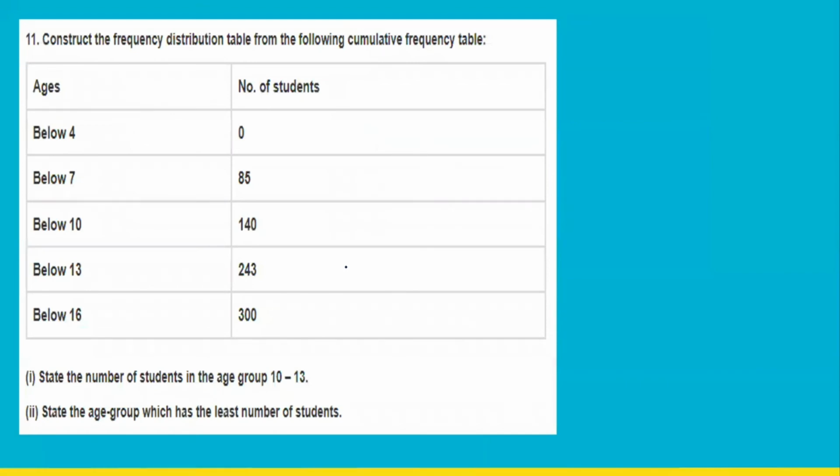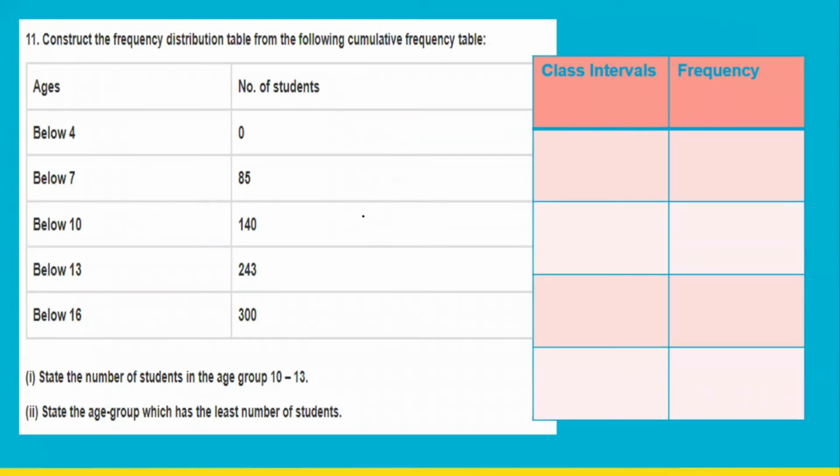One more question again. Here you are given the ages below 4 and the number of students. So we will be creating the groups over here. Since below 4 it is 0, we are not taking this one. So we start from here, below 7. So the first group we can have from 4 to 7. The second group from 7 to 10. Then from 10 to 13, and then from 13 to 16.